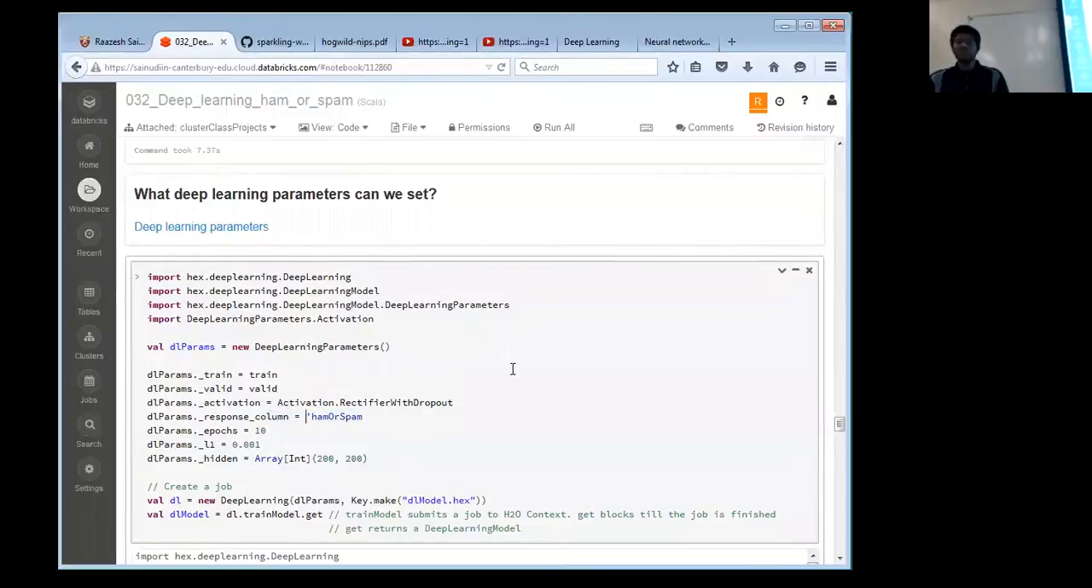So once it trains, and when we try to predict it, the output will be set in this column called ham or spam. Epochs is the number of times it runs, like the number of trainings. This L1 is the L1 regularization. This is the important parameter, hidden. This will help you set the number of hidden layers and the size of each hidden layer. So we have 2 layers, and each layer is of size 200.